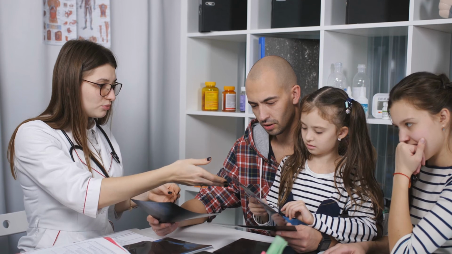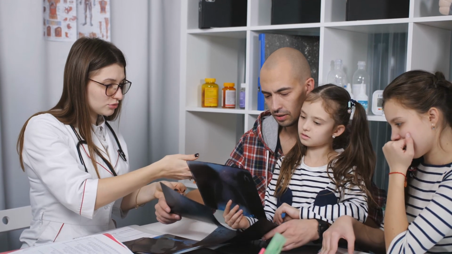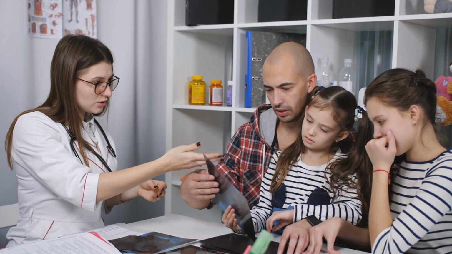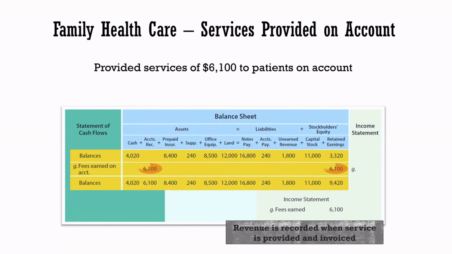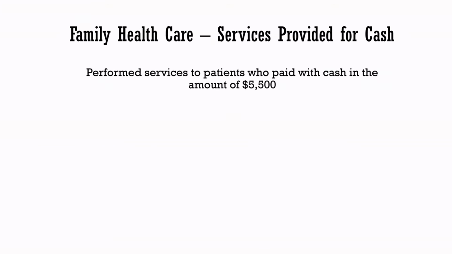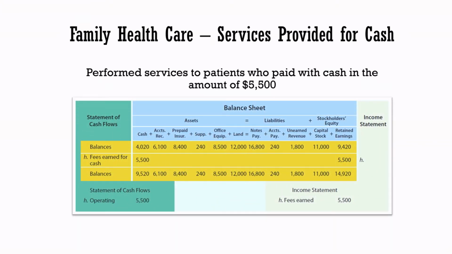Family Healthcare performs services to patients on account in the amount of $6,100. This means cash will be collected from the patient's insurance companies in the future. Services provided represent fees earned, which is a revenue account that increases retained earnings and is also recorded in the income statement column. The company performed services to patients who paid with cash in the amount of $5,500.